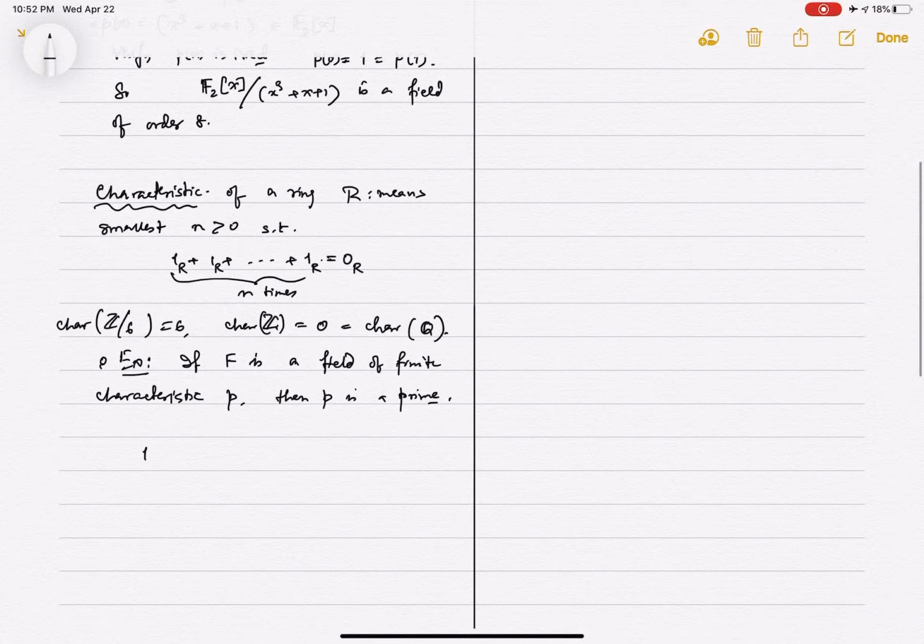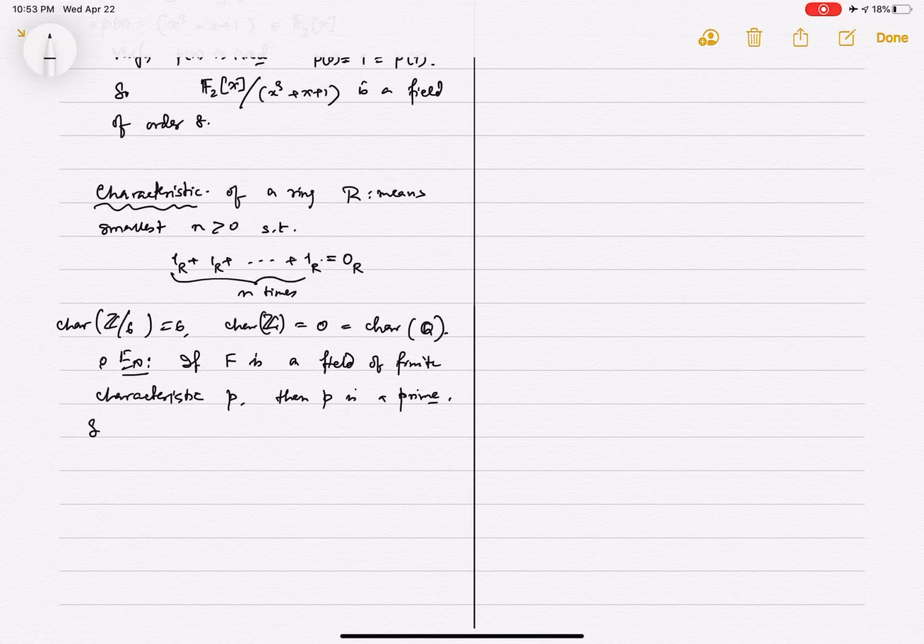It's because you take the 1 in the field and take the first time that you get 0. If n times 1 is 0, and if n is a composite number, then it will have a proper factor. And then d times some other thing would be n, which will be 0. But then these are two non-zero things in the field that multiply to 0. That cannot happen because the field doesn't have any zero divisors. Okay, so that's essentially the reason that the characteristic of a field has to be a prime number always.